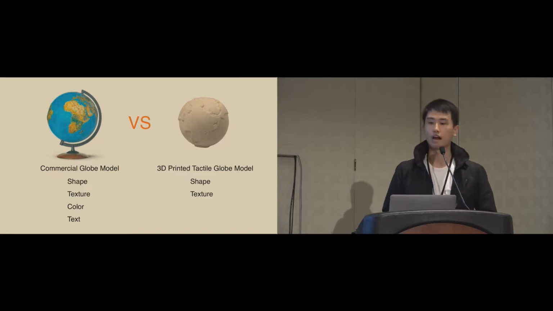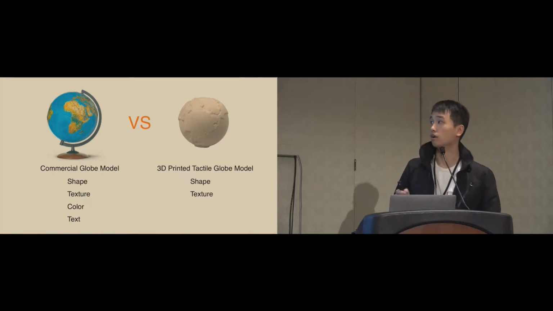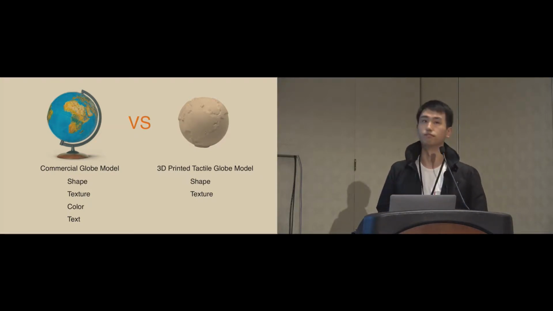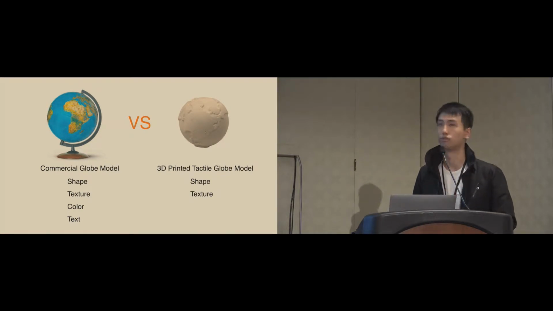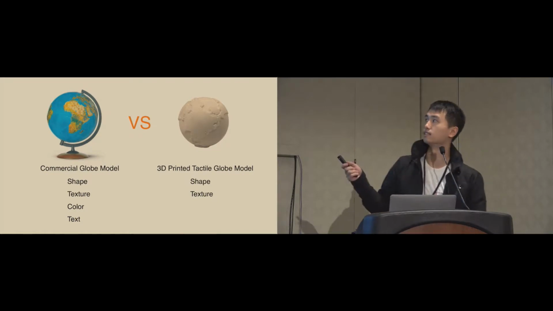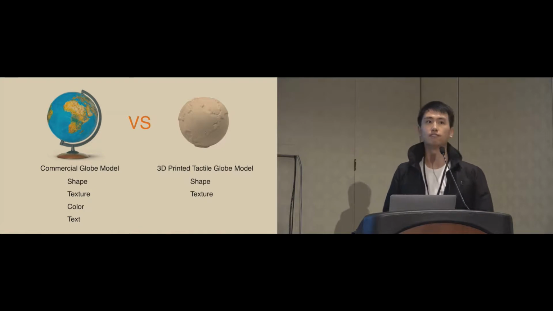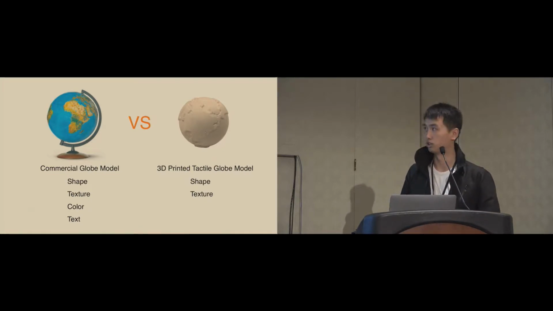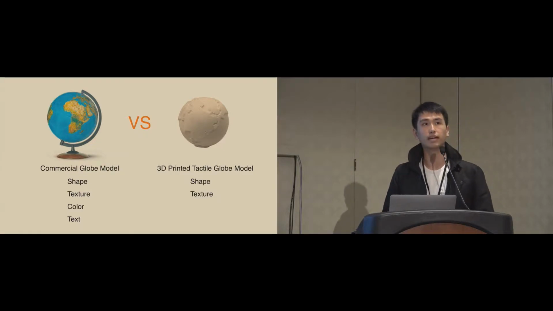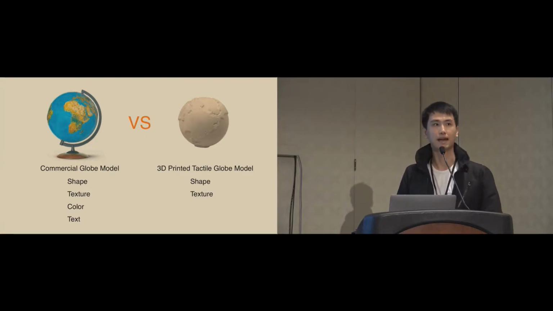However, without additional help, it's actually very hard to understand these models. On a commercial globe model, we can learn geography from its shape, texture, color, and text. However, this is not the case for a printed model. As you can see in the slides, the right part is a printed globe model, which has tactile information. But if I'm blind and not so good at geography, how would I know where's Asia and where's America? So blind people will still rely on a sighted person to explain the model to them. So how could we enable blind people to learn these models independently?